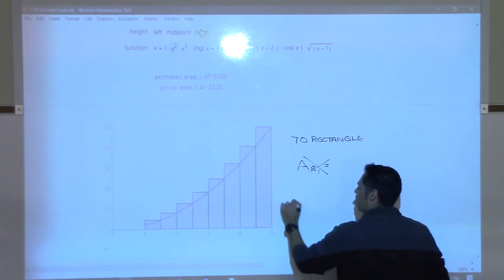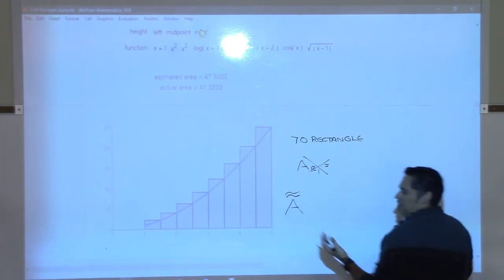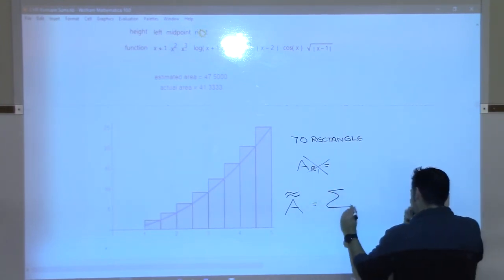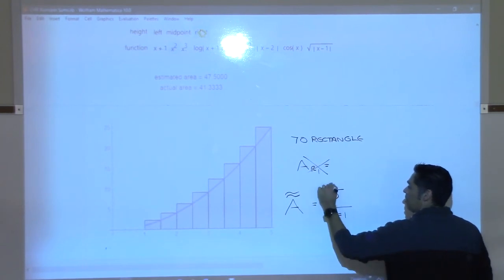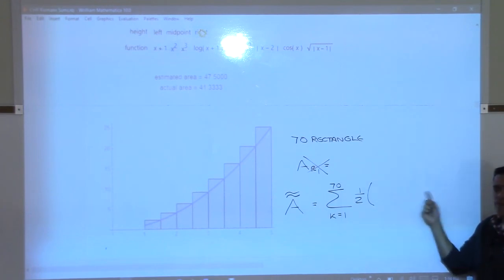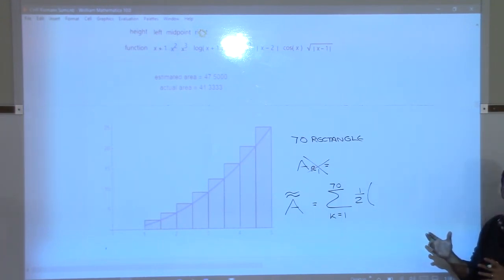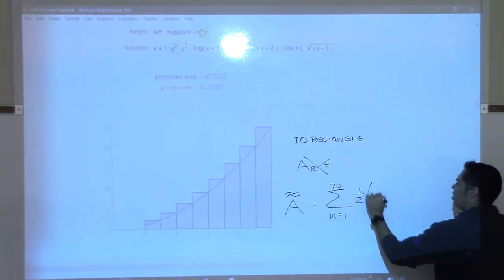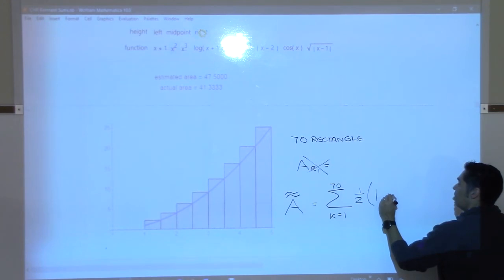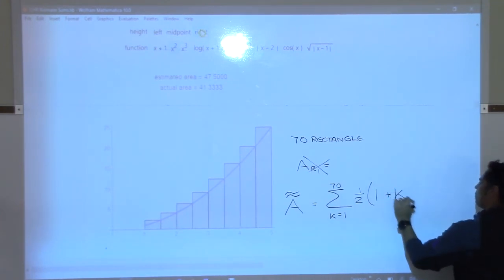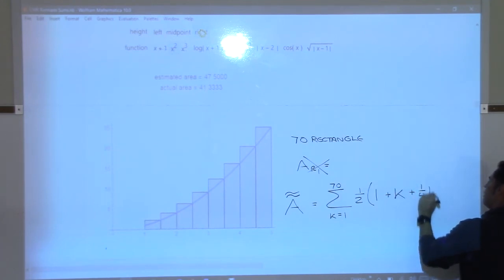I'm going to say that our new approximate area, let's call it double tilde just because it's fun to do 2 tildes. Our second attempt at this, I'm going to do the sum, sum k equals 1, but this time I'm going to do 70 rectangles, 1/2. Now, is the f of thing going to change? No. It's still that thing squared, which for us was what? 1 plus k, then plus a 4th k squared, right?